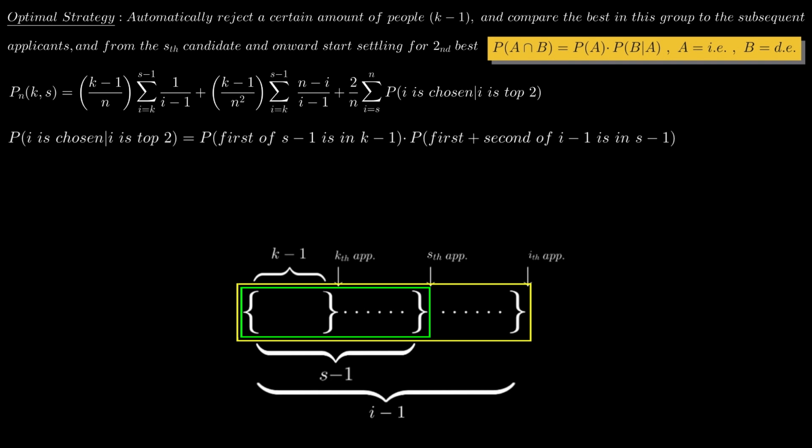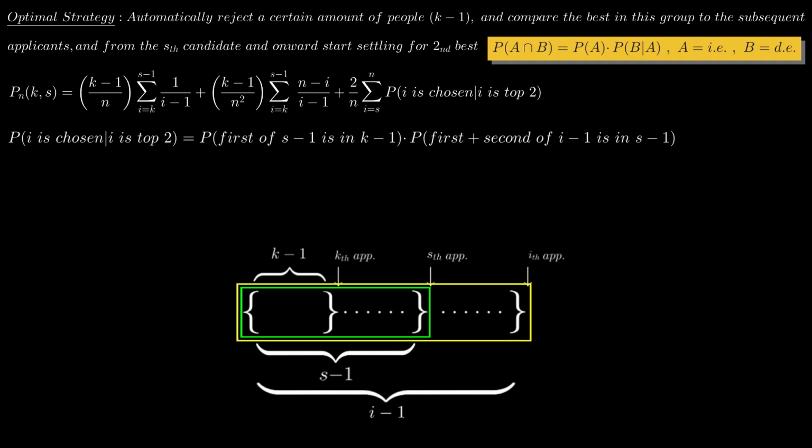So in order for the ith applicant to be selected, the first plus the second of I minus 1 has to be in the new measuring stick, which is S minus 1, times the probability that the best in S minus 1 is in K minus 1. In other words, the first S minus 1, we're playing by different rules, so we have to multiply these two probabilities. Make sense so far?